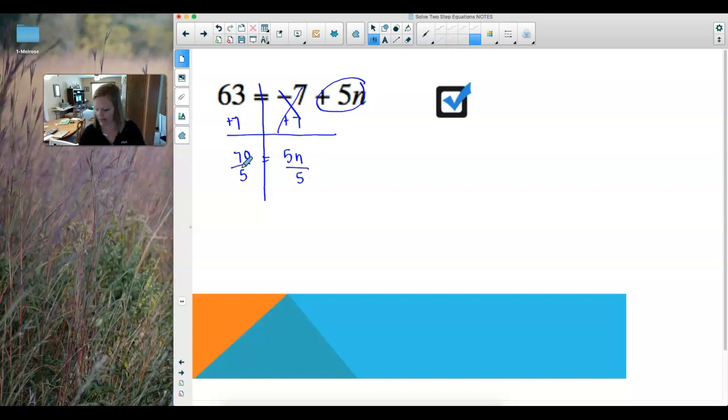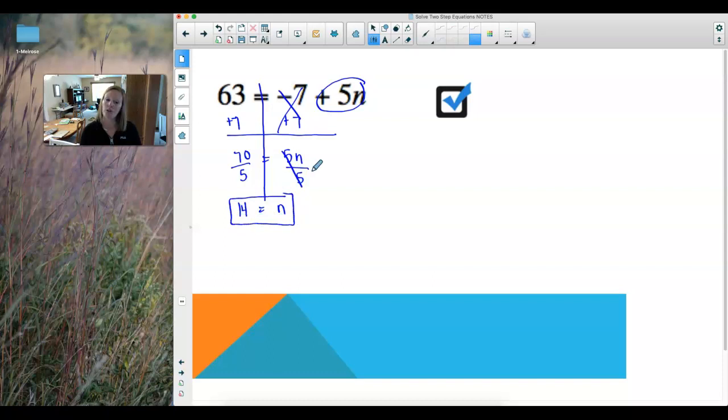And 70 divided by 5, you're welcome to use a calculator on any of this as long as you're showing your work. 70 divided by 5 is 14. So we have 14 right here equals, these cancel, so it equals n.